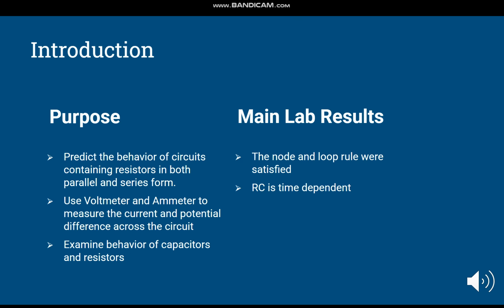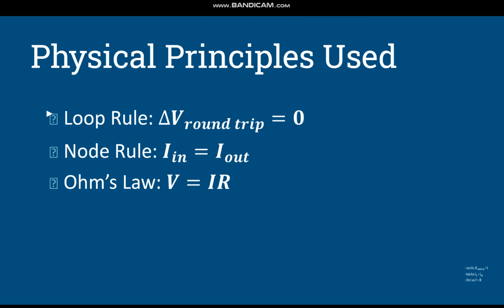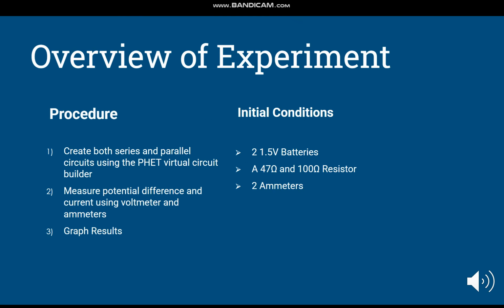So we use the loop rule, which is delta V round trip equals 0, the node rule, which is current in equals current out, and Ohm's law, which is V equals current times resistance.